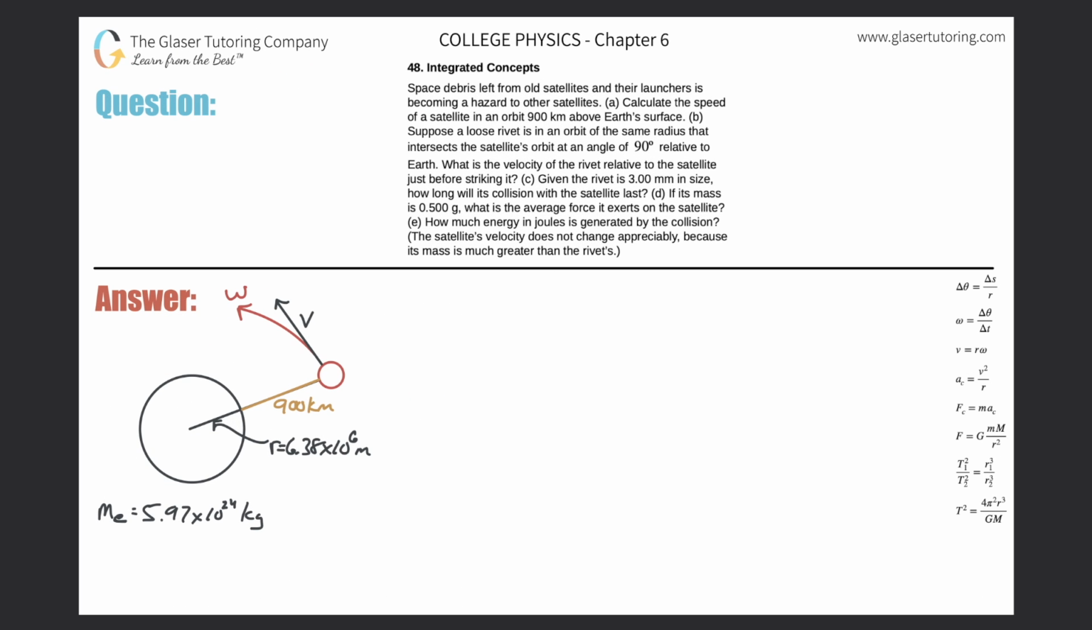Number 48, integrated concepts. Space debris left from old satellites and their launchers is becoming a hazard to other satellites. Letter A, calculate the speed of a satellite in an orbit 900 kilometers above the Earth's surface.